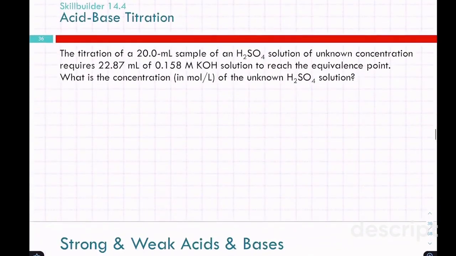All right, this is an example of the kind of problem you would get on an exam. The titration of a 20 milliliter sample of sulfuric acid, H2SO4, of unknown concentration requires 22.87 milliliters of 0.158 molar potassium hydroxide solution to reach the equivalence point. What is the concentration in moles per liter, or molarity, of the unknown H2SO4 solution?